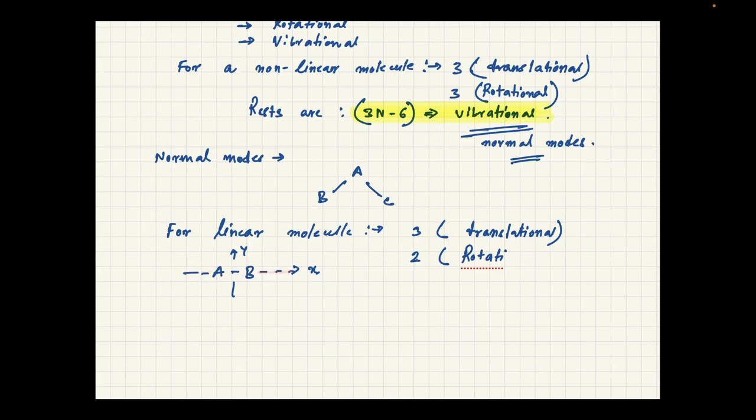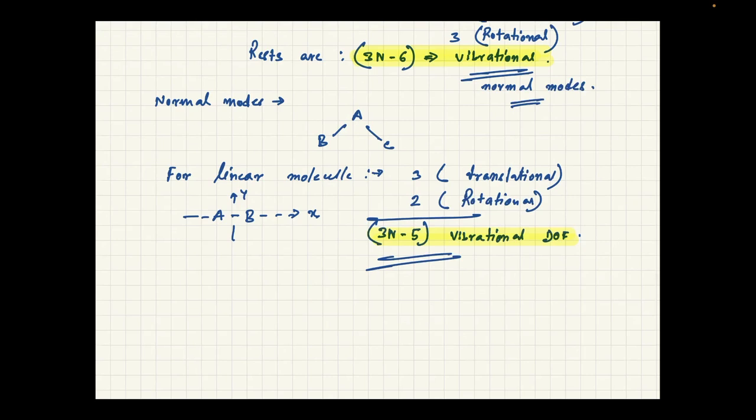So if you rotate around this molecular axis, it will generate an identical configuration. So that's why there will be 2 independent rotational degrees of freedom for a linear molecule, and the rest will be 3n minus 5, right? So this 3n minus 5 will be vibrational degrees of freedom, or vibrational normal modes. Okay, so this is just the basic concepts.